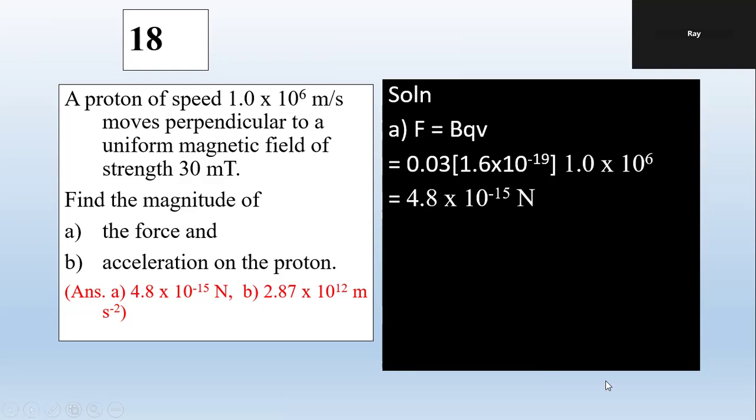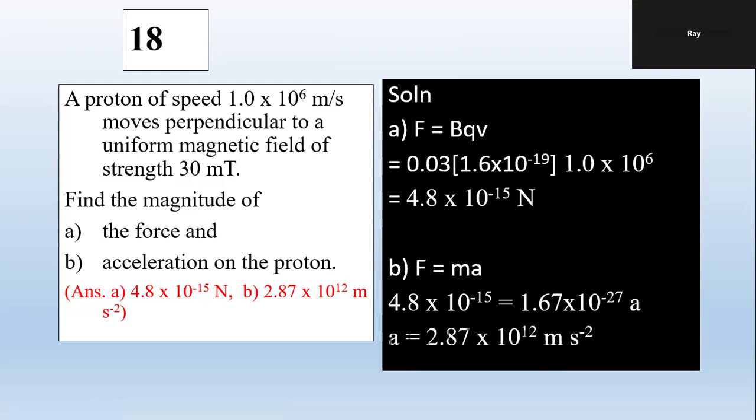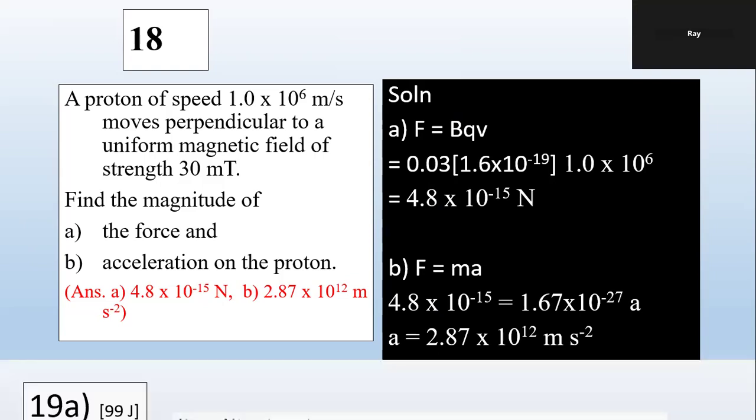For the acceleration of the proton, you have to use the data sheet. Know where to find the mass of the proton. Know your AS work, using F equals MA. 2.87. Yeah, correct.